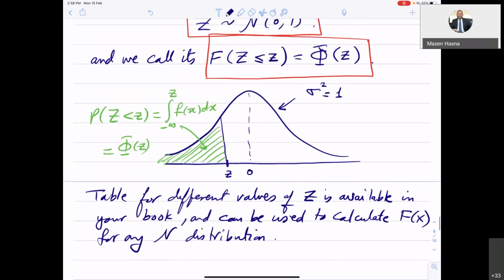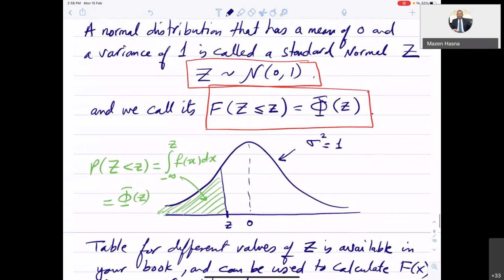So again, this is very important. We defined what we call the standard normal distribution. What's a standard normal distribution? It's a normal distribution that has a mean of 0 and a variance of 1. So we define what we call Z, and it's up to us. Now we call it Z, and then I will call its CDF phi of z. And phi of z, what does it mean practically? It means the area under the standard normal curve from minus infinity to any value.